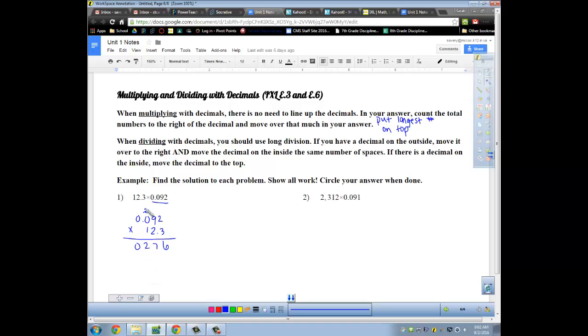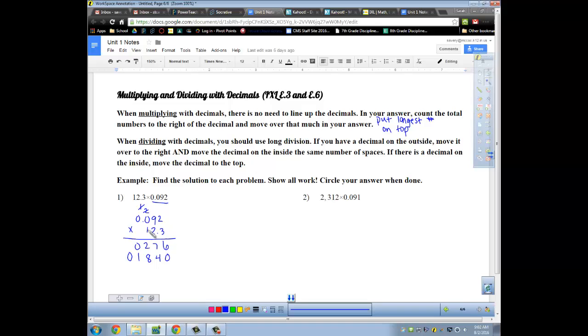Now when I go to multiply 2 by everything, I need a placeholder down here, so I'm going to put a placeholder there, saying I'm done with a 3. 2 times 2 is 4. 2 times 9 is 18, so 8 carry the 1. And then 2 times 0 is 0, plus 1 is 1. 2 times 0 is 0.